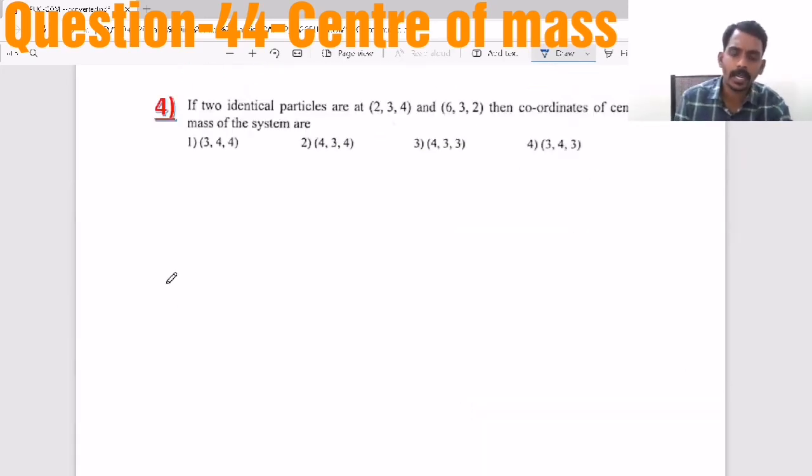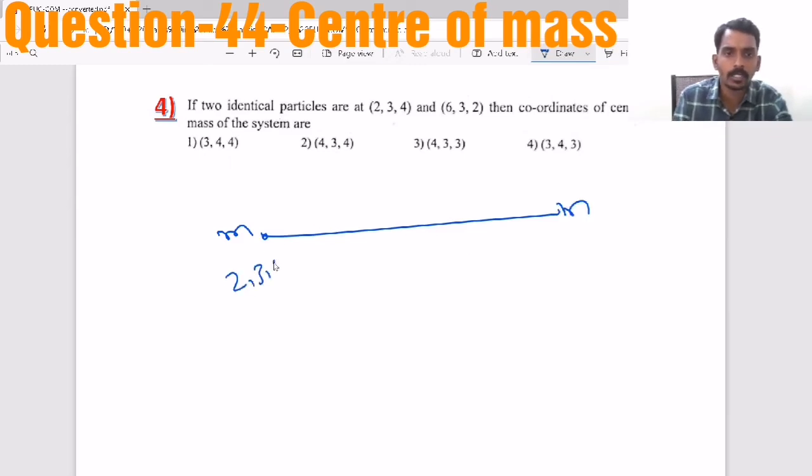Now, if two identical particles are at (2, 3, 4) and (6, 3, 2), then what are the coordinates of the center of mass of the system? Two identical particles means the center of mass must lie in between them, exactly at the midpoint. Now one is at (2, 3, 4), another is at (6, 3, 2). Now the center of mass is somewhere.